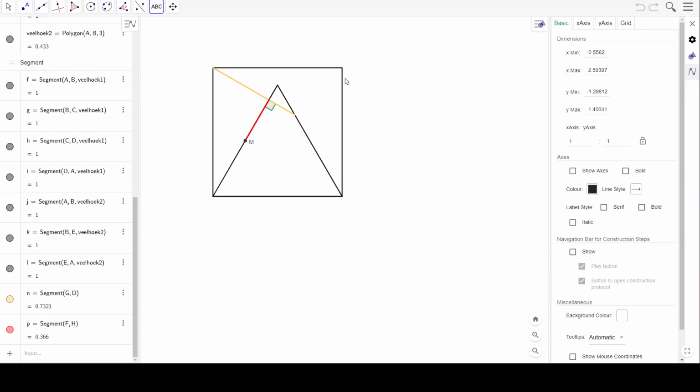What you're seeing here is a square and an equilateral triangle, so with 3 equal sides. On the one hand you have the midpoint of the left side called M, and there is an altitude raised to the upper left vertex of the square, and it is extended to the right side of the triangle. The question is, what is the proportion of the yellow length to the red length?